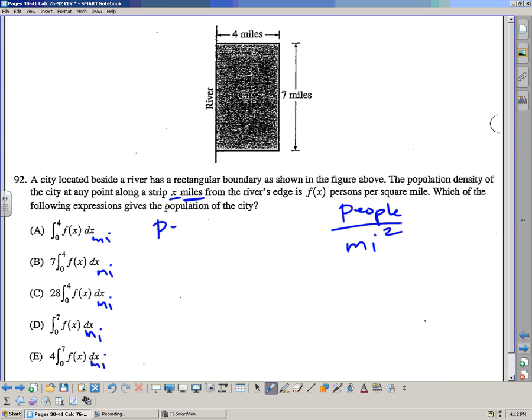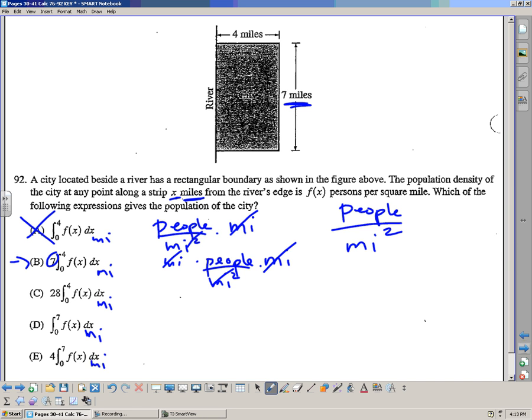So the integral in A, if I did people per mile squared times miles, that would cancel only one miles out, and I get people per mile. That's not the population of the city. We don't say, okay, Rybrook has a population of 5,000 people per mile. B, the 7 is clearly in miles. That's coming from here. So that's miles times people per mile squared times miles. That gets us down to people. So this we're going to keep in the game here.